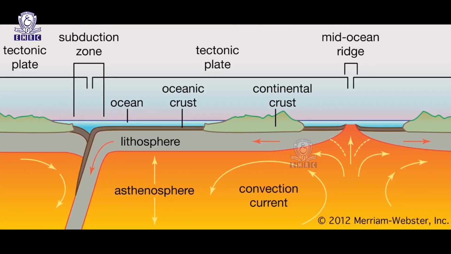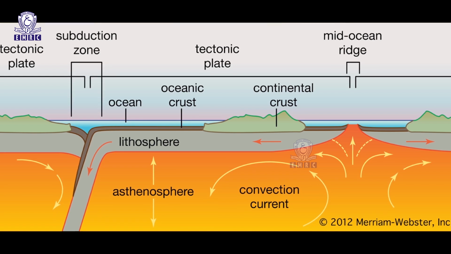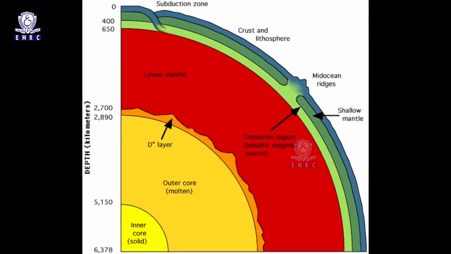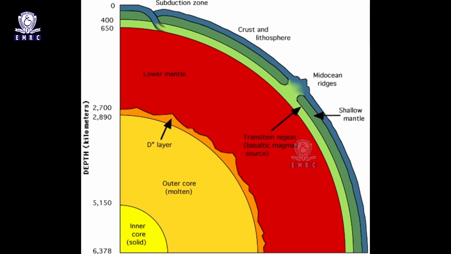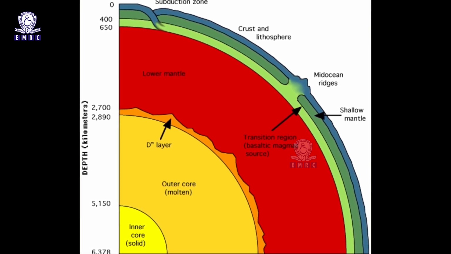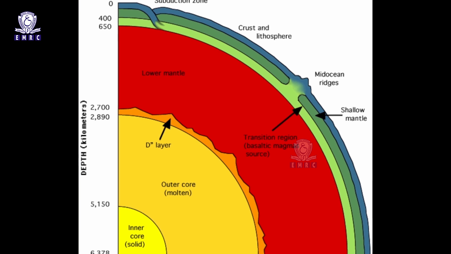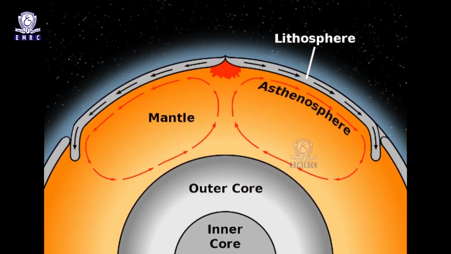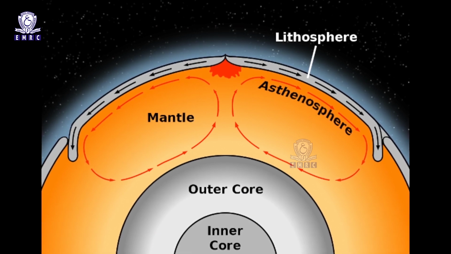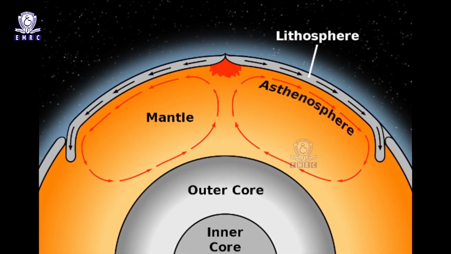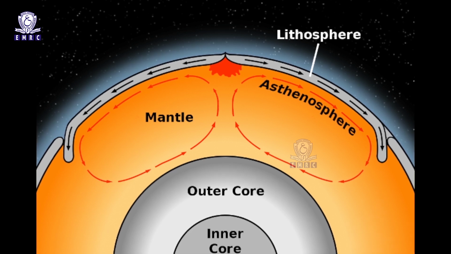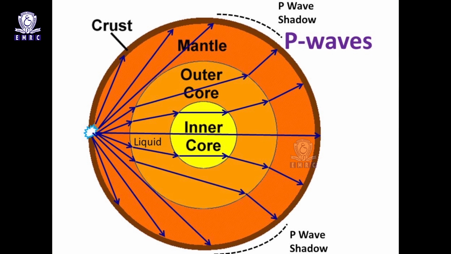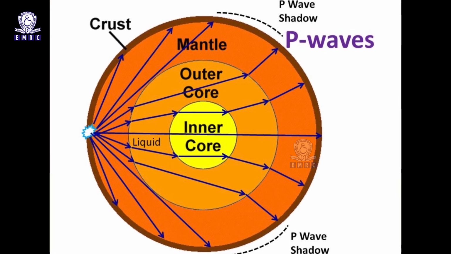The upper part of the asthenosphere is partially molten in condition. The velocity of earthquake waves decreases in the asthenosphere and therefore it is referred to as the low velocity zone. The lower mantle extends beyond the asthenosphere in solid state. The mantle and core boundary is called the Gutenberg discontinuity.